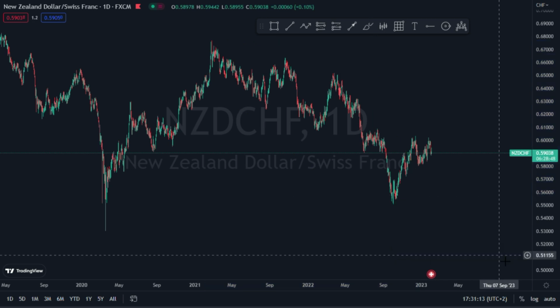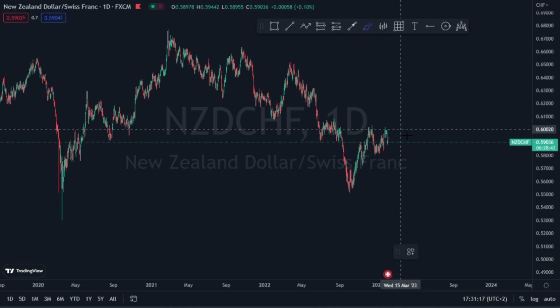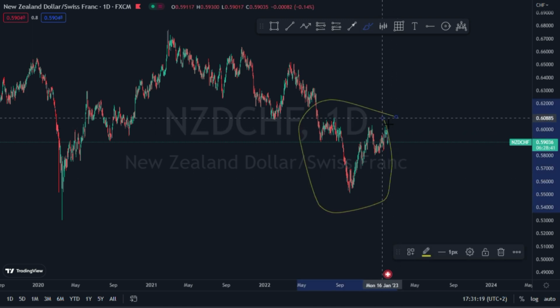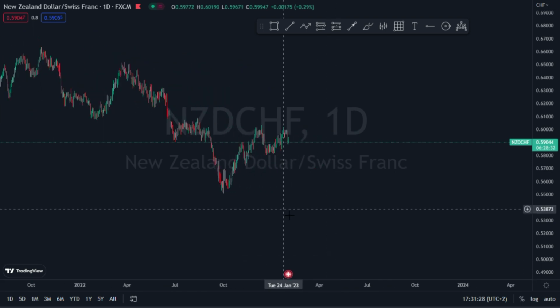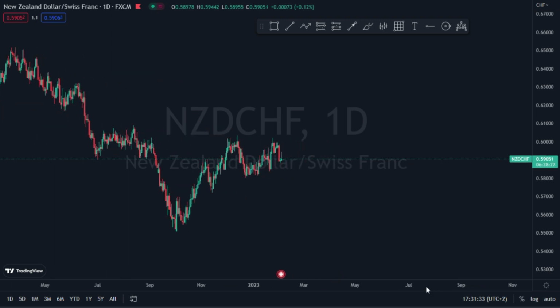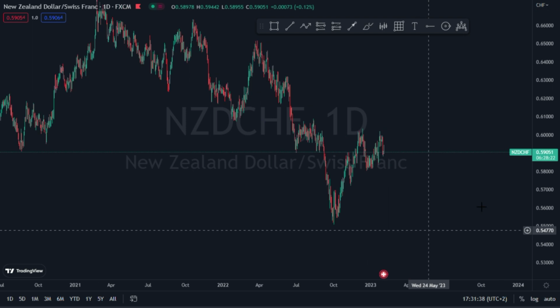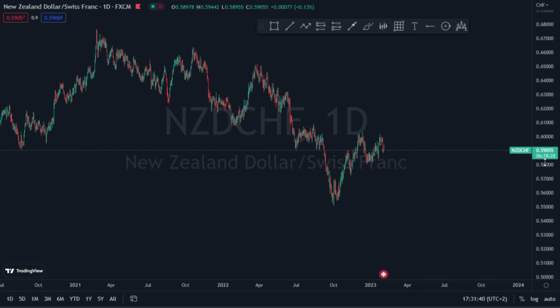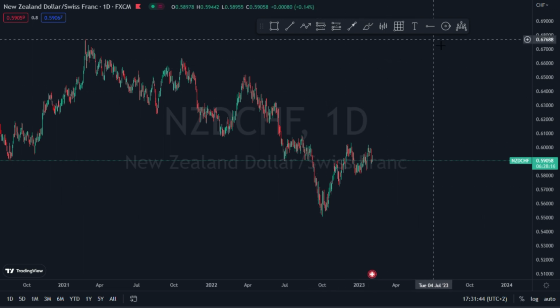So if I can just look at this current market right here, at this point right here, I can already see that we have an inverse head and shoulders pattern. If we can just look closely at this whole movement, we can see that this is an inverse head and shoulders.